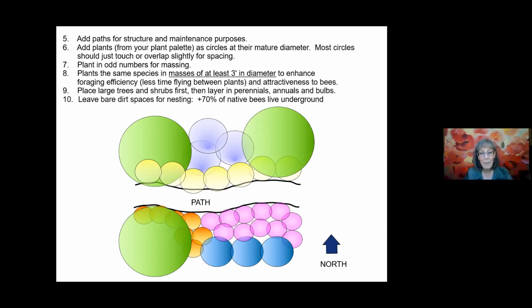In fact, bees spend most of their time foraging. Bumblebees, for example, when they go back to the nest, only spend between 2 and 4 minutes dropping off their pollen and nectar for the larvae to eat. They spend most of their time out looking for food. And again, leave bare spaces for nesting.